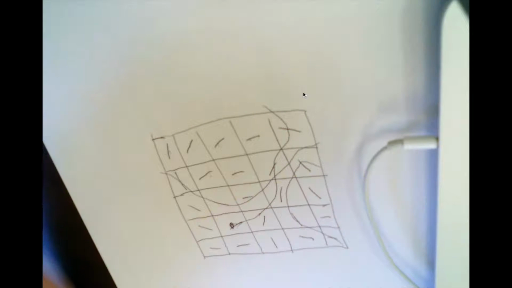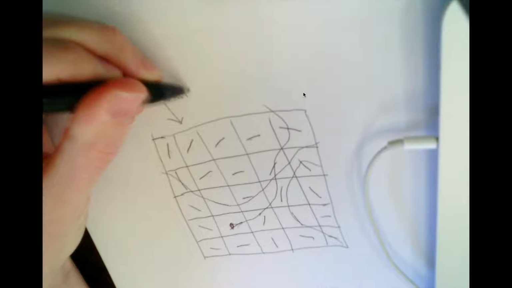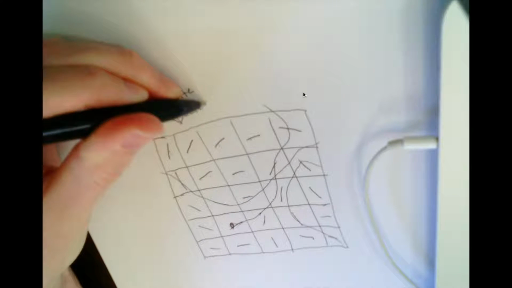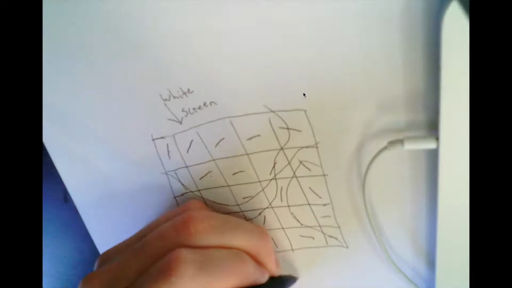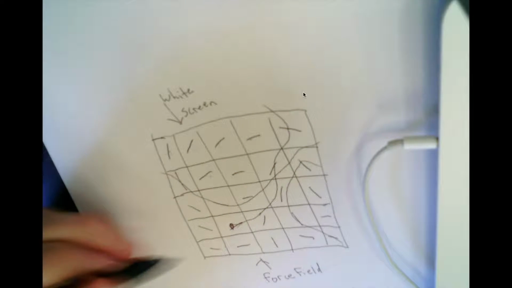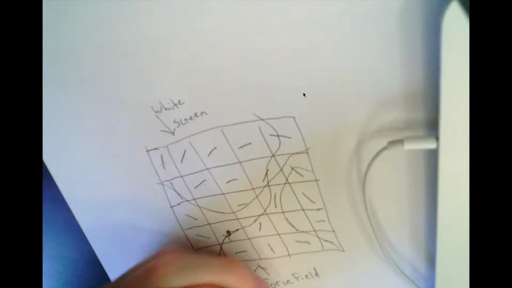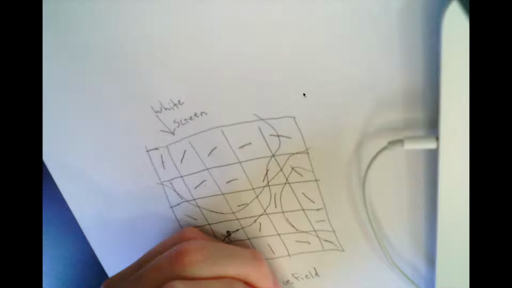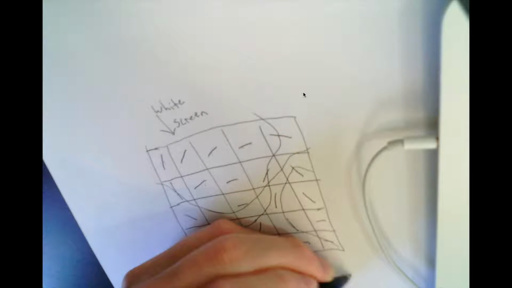But in order to do this, I'm going to need a few things. First of all, I'm going to need this white screen, which is hopefully not too hard to make. And then I'm going to need what I'm going to call a force field, which is basically a matrix of all of these angles. And then I'm also going to need particles. And this force field will be using Perlin noise, so I have to make sure that I have a way to use Perlin noise. Yeah, and that should be all that I need to get going.